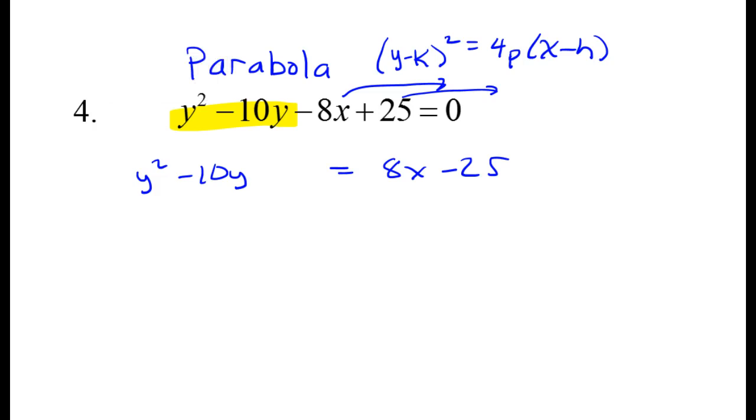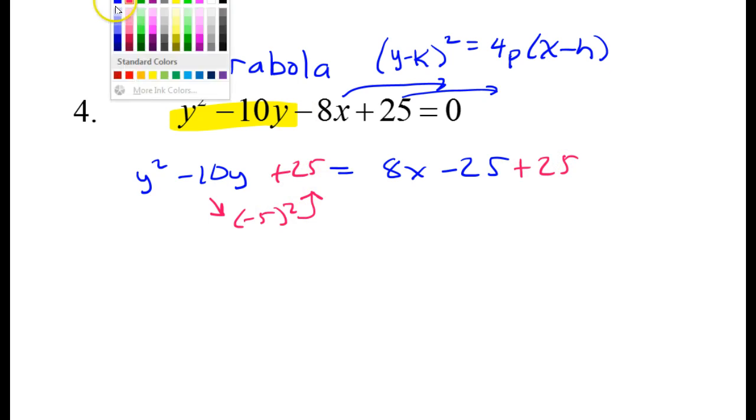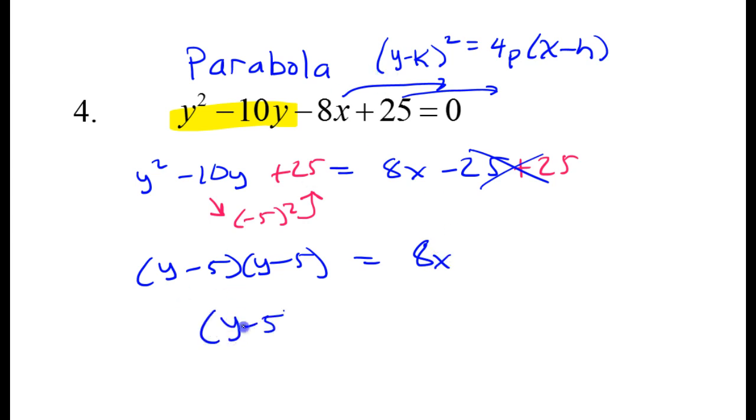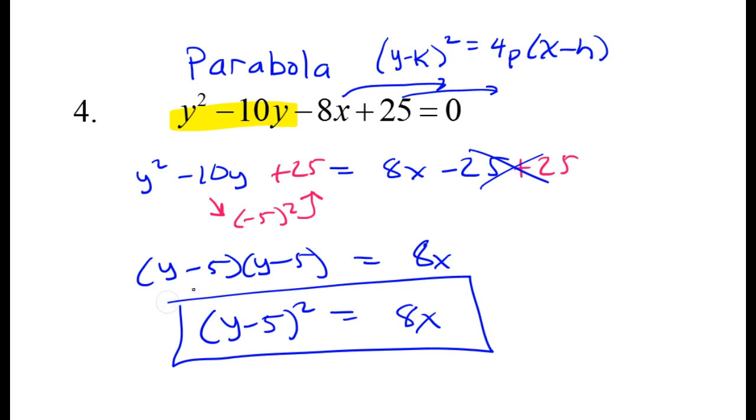Time to complete the square. Half the middle squared. Half of this is negative 5. If I square it, I get positive 25. I'm going to have to add 25 to the other side to balance out that change. This will now factor as (y minus 5) times (y minus 5). Over here, the 25s cancel out, so I just have 8x. So I can write this as (y minus 5) squared is equal to 8x. So that's it. This is the standard form equation.